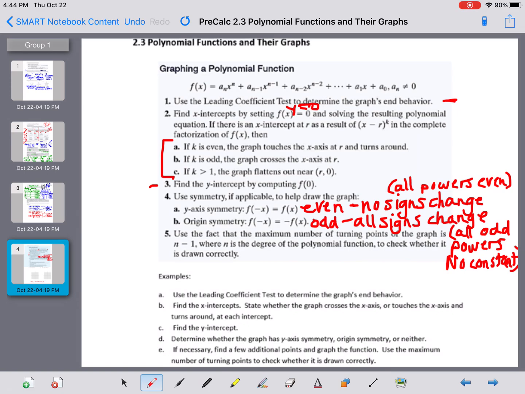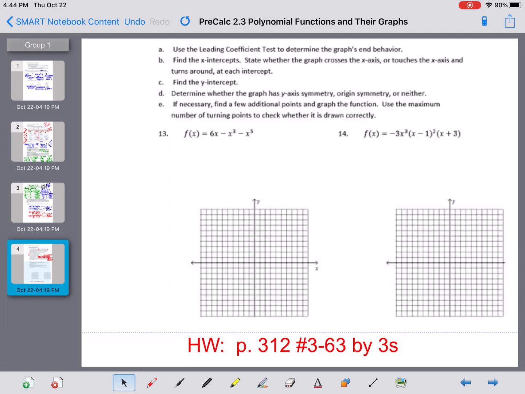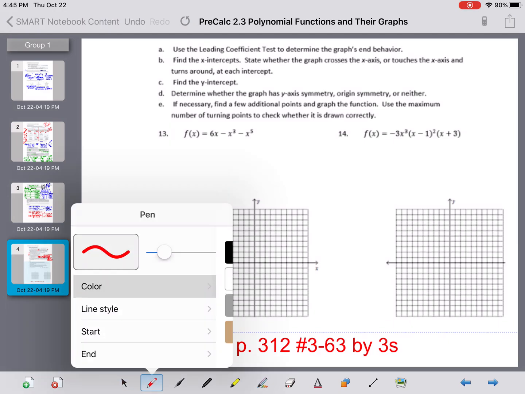And use the fact that the maximum number of turning points in the graph is n minus 1, where n is the degree of the polynomial function. If you think about a parabola, you have degree 2, so 2 minus 1 means I have 1 turning point, right? I have 1 bump. That's one way you can think about it. We're going to try this two times, and I strongly suggest you practice it in your homework because that's the only way it gets comfortable.